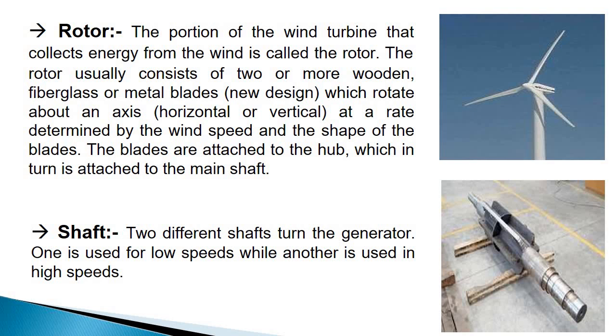Now material of blades would be fiberglass or metal blades. Wooden blades are not used nowadays. And these blades are attached to the hub, and the hub is attached to the main shaft. Then two different shafts turn the generator. One is used for low speeds while the other is used for high speed.